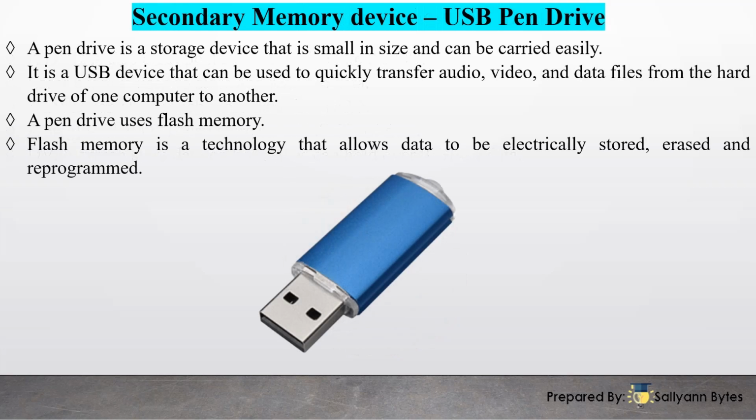The next secondary memory device is the USB pen drive. A pen drive is a storage device that is small in size and can be carried easily. It is a USB device that can be used to quickly transfer audio, video, and data files from the hard drive of one computer to another. A pen drive uses flash memory. Flash memory is a technology that allows data to be electrically stored, erased, and reprogrammed.